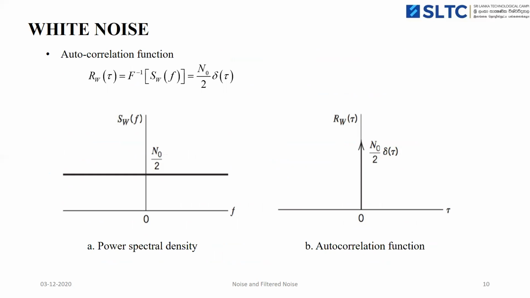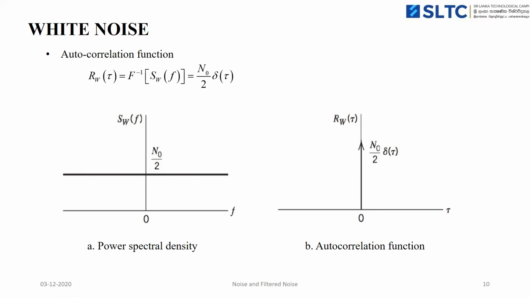Here the waveform shows the power spectral density of the white noise. It is a constant, N naught by 2, over the frequency from minus infinity to plus infinity. That is the power spectrum of the white noise. It's a DC component, right? The second waveform shows the autocorrelation function of the white noise component. It is an impulse function occurring at tau equal to 0, with a large amplitude, that is N naught by 2 delta of tau.